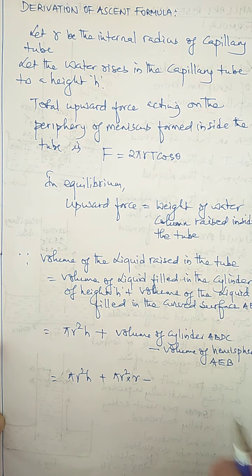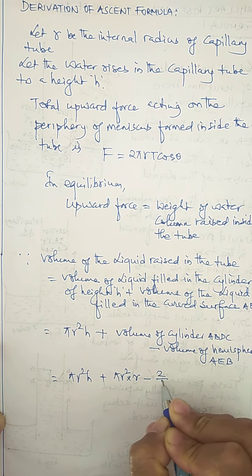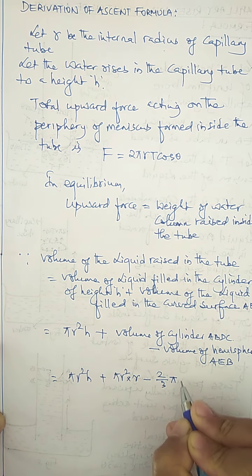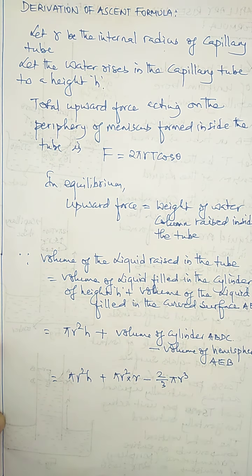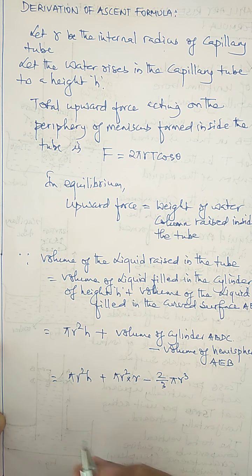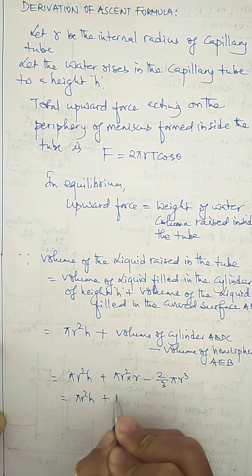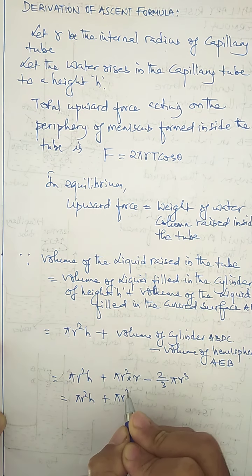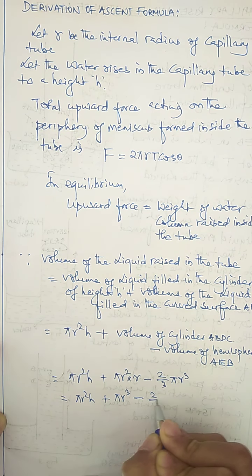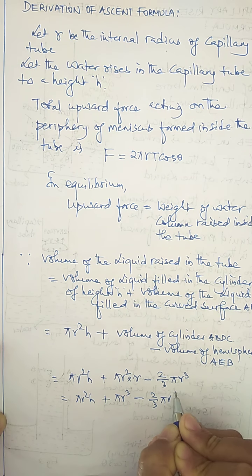minus the volume of hemisphere, and what is the hemisphere formula? The volume of hemisphere is just half the volume of a sphere, and the volume of hemisphere is given by 2 by 3 pi r cube. So this is the volume of hemisphere. So let's simplify this: pi r square h plus pi r cube minus 2 by 3 pi r cube.